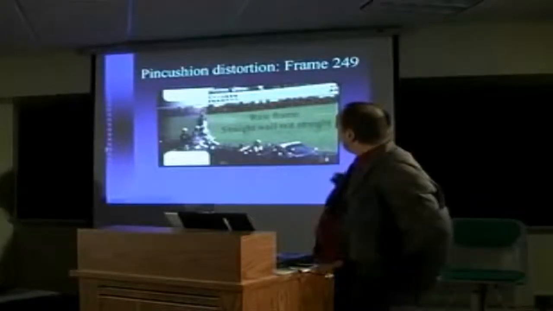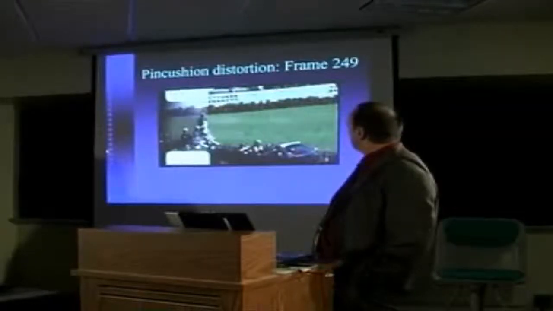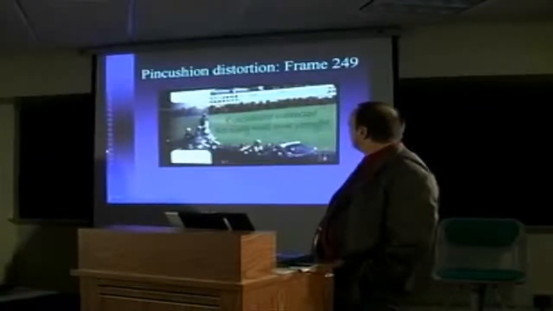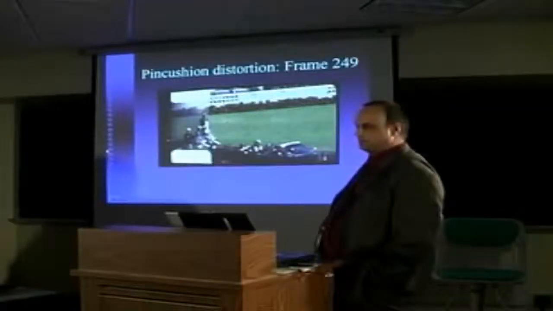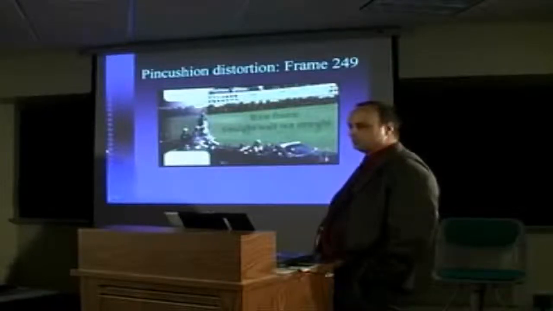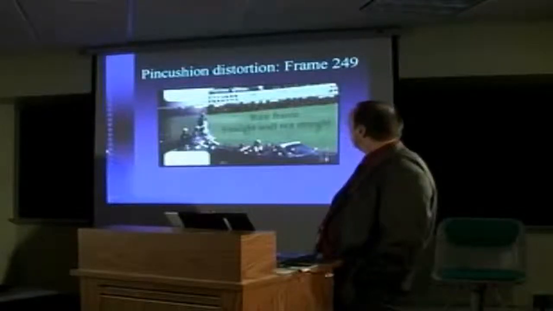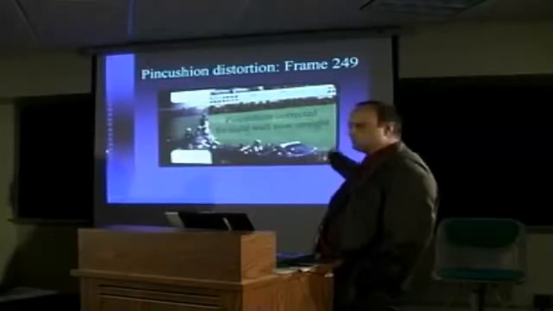So in the raw frame as you have it, after you fix up MPI's mistakes, it's not straight. When you correct the distortion, now it's straight. Okay, so there's the raw frame as you get it on the Zapruder film. You do the pincushion distortion correction, now it's beautifully straight.